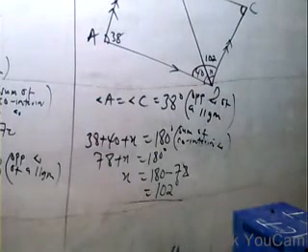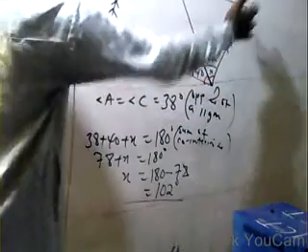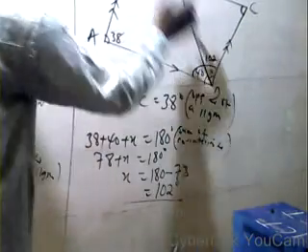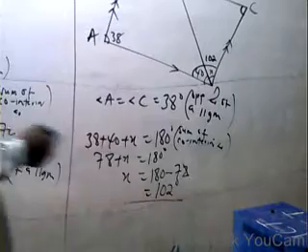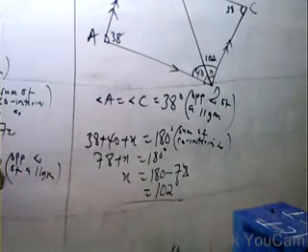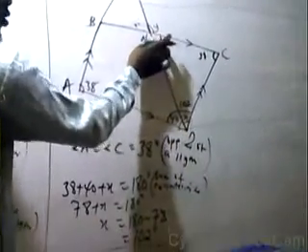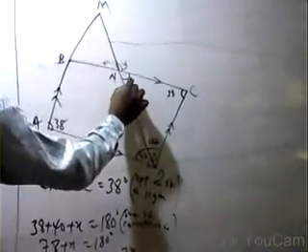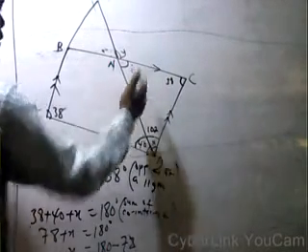In that case, we can consider triangle CDN. In that triangle, this one is 38. Then you can know the value of this angle. Let's call that one I. So this one is 102, this one is 38, this one is I.